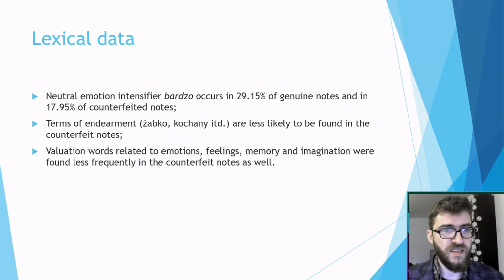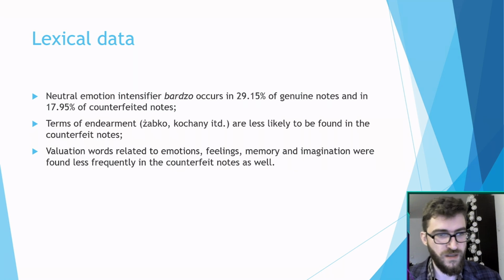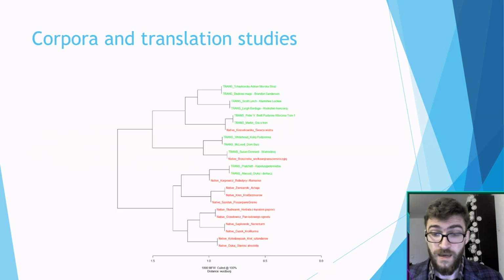For instance, the intensifier bardzo, which is this very basic intensifier in Polish, meaning very, would occur 30% of the time in genuine notes and 18% of the time in the counterfeited notes. There were certain terms of endearment that Polish uses, such as żabko and kochany, which would also be less likely to be found in the fake notes. Eventually, there would also be valuation words related to emotion, feelings, and memory and imagination, which would once again be less frequent in those fake notes as well.